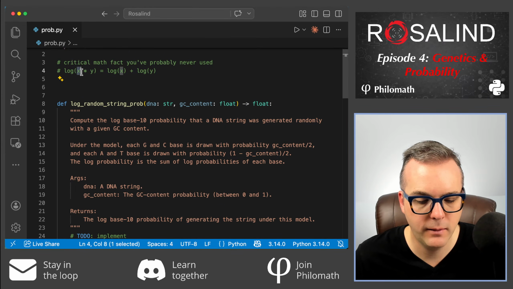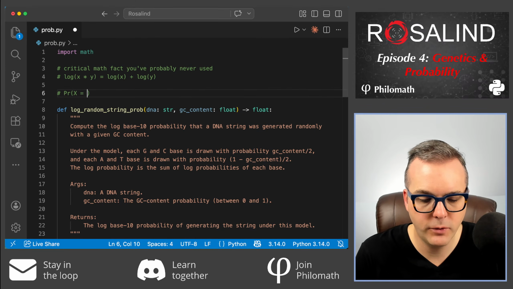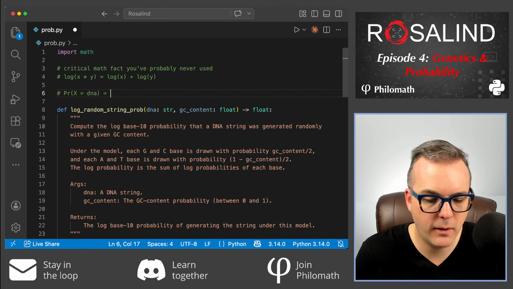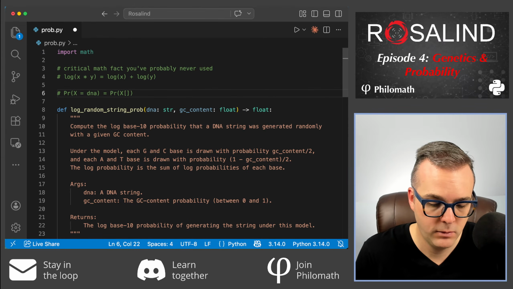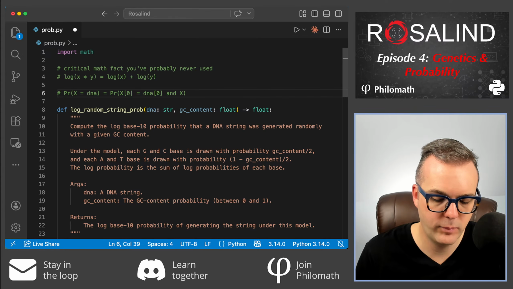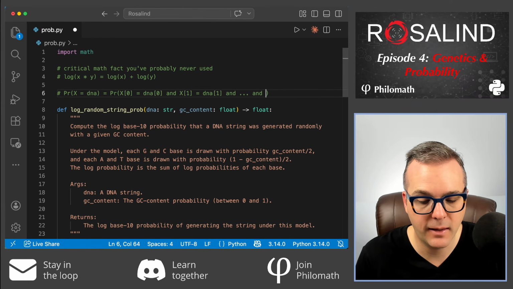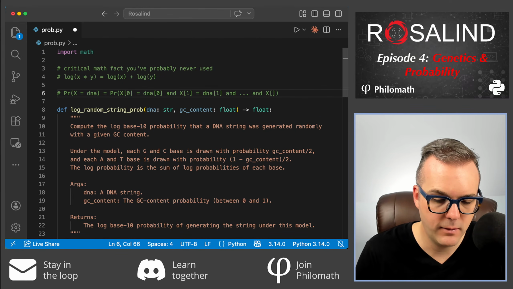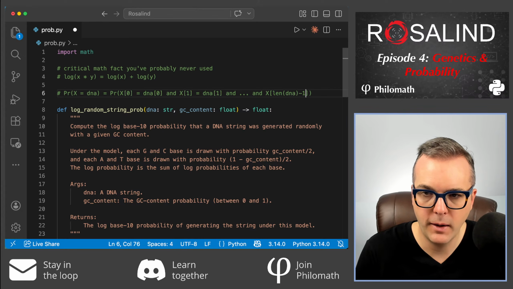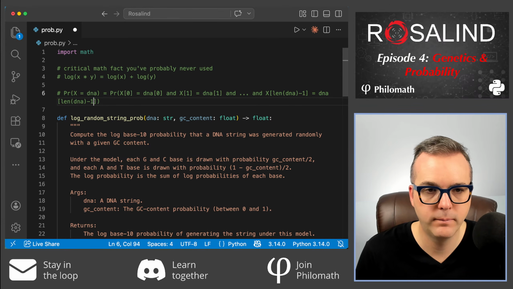I'll use this critical math fact. I'll also point out that the probability that at the end of this process, the string that we produce is equal to DNA, well, that's equal to the likelihood that the first character is equal to the first character of DNA, and the event that x1 is equal to DNA of 1, and we keep going until we finally say and the event that x of length of DNA minus 1 is equal to DNA of length of DNA minus 1.